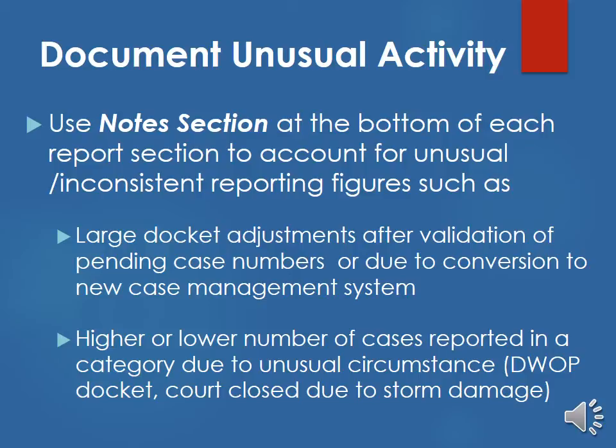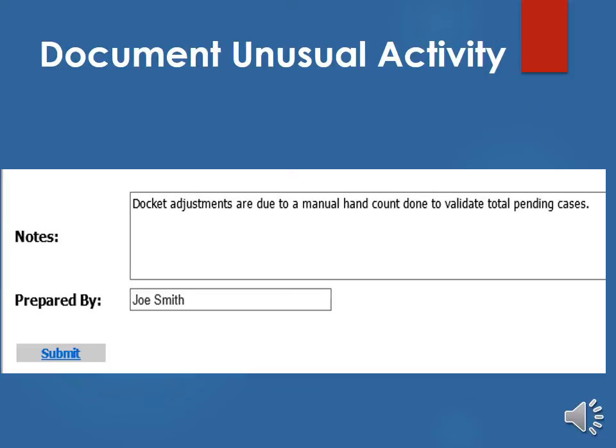You should also document any other unusual or inconsistent activity that appears in your reports. A common example is a very large number of cases dismissed on a DWOP docket. Another might be very low activity due to the court being closed because of storm damage. The explanation that you enter does not need to be elaborate, but it should provide enough information to explain the circumstances.